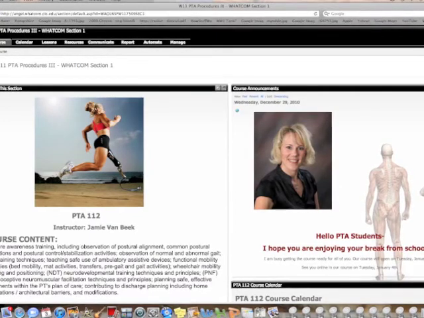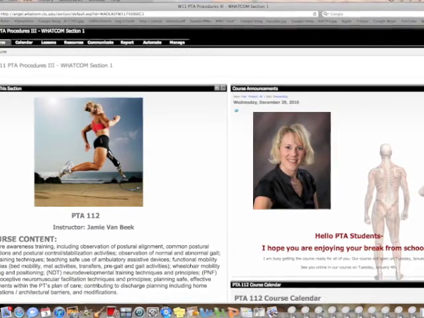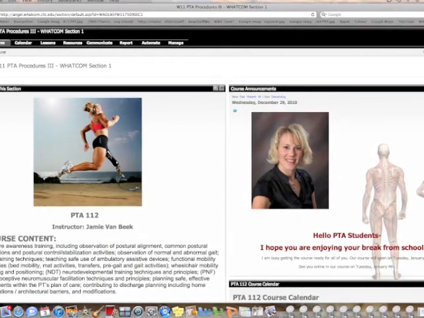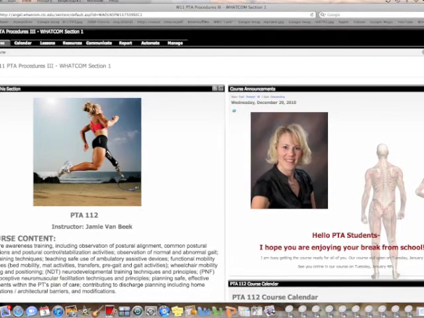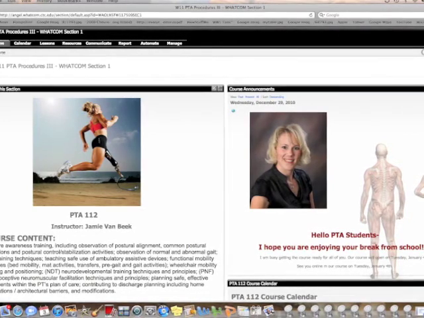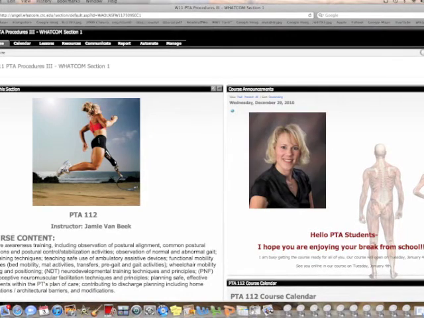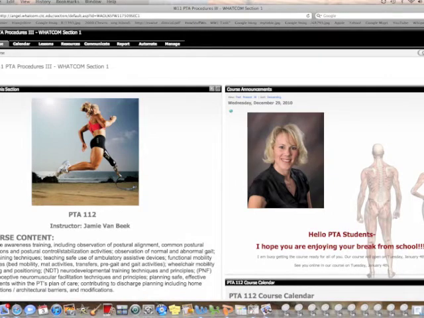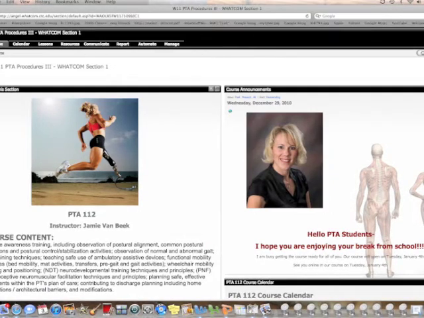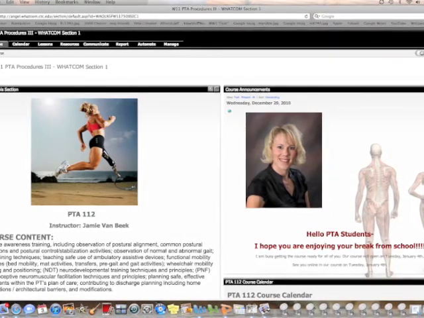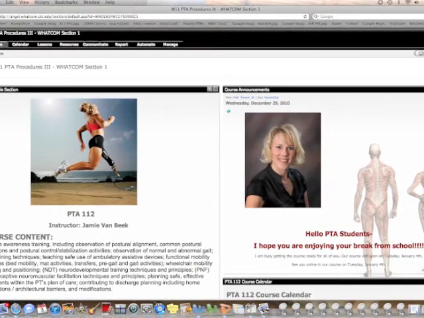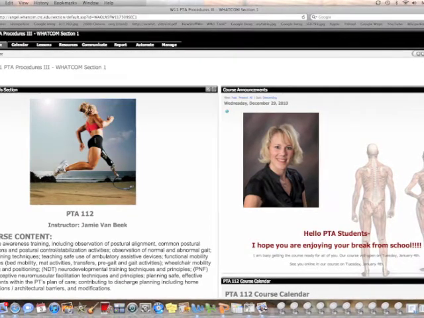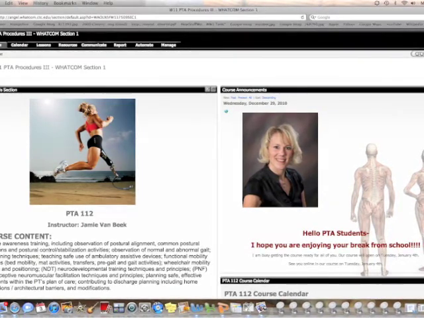PTA 112 is about taking the information that we learned in PTA 110 way back in the summer. If you can think back there, we learned about transfers, you learned about bed mobility, you learned a lot that had to do with acute care. And 112 gives you new material, but it also brings back the information from 110. So we'll be revisiting transfers and bed mobility again. You get a chance to practice these skills, and then add in new skills so that you can actually make a physical therapy treatment session now.